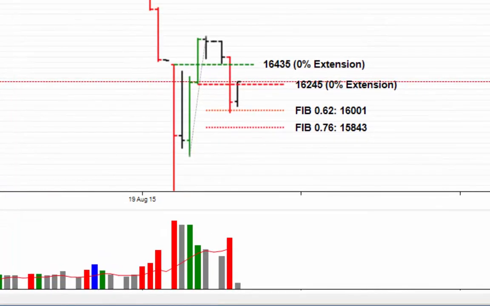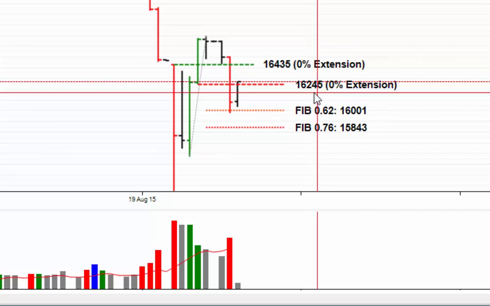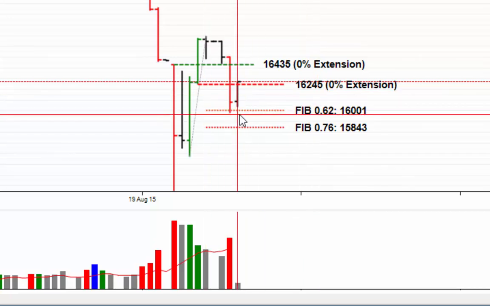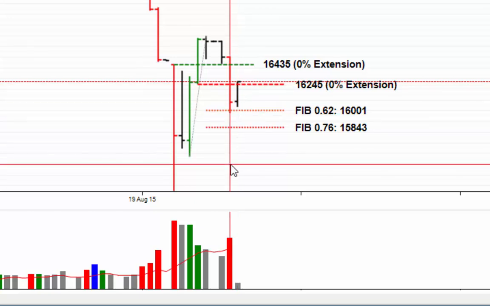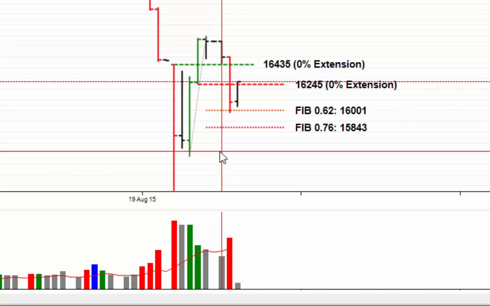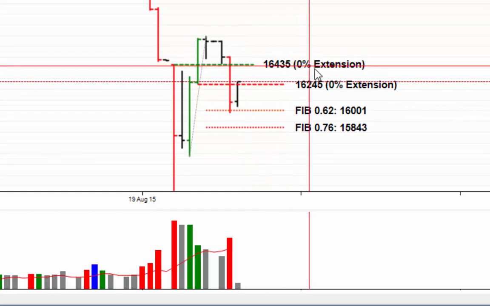In the daily chart yesterday, we saw the market driving through the 16,245 level that we marked up, and it traded down to the 62% retracement and has bounced off this. And the price action in this chart at the moment is actually consistent with the market moving back towards the upside. So the question is, how far back up will the market actually go?